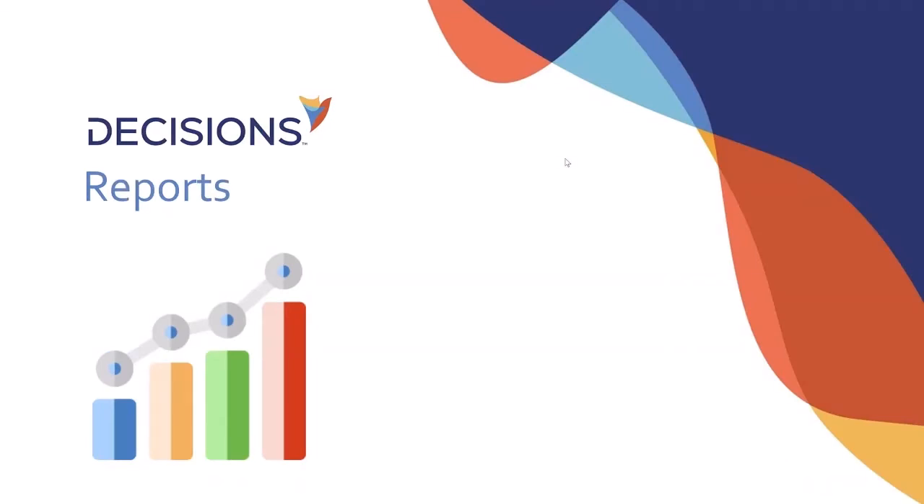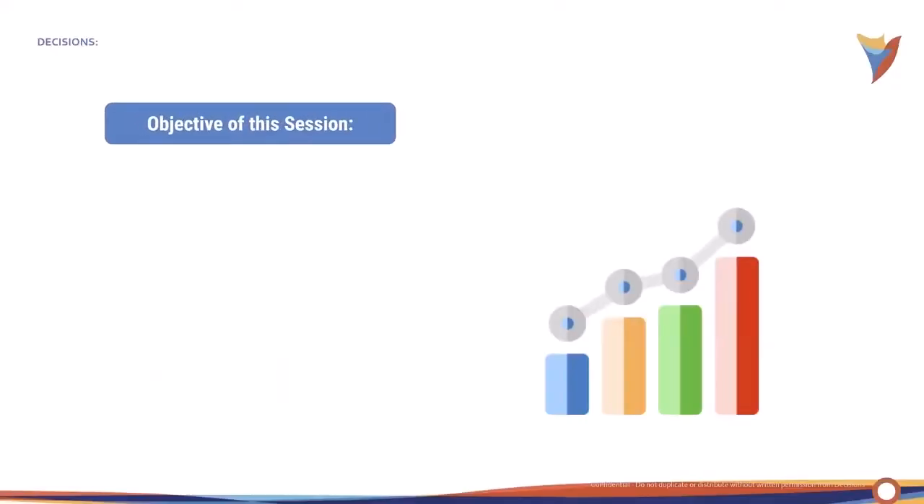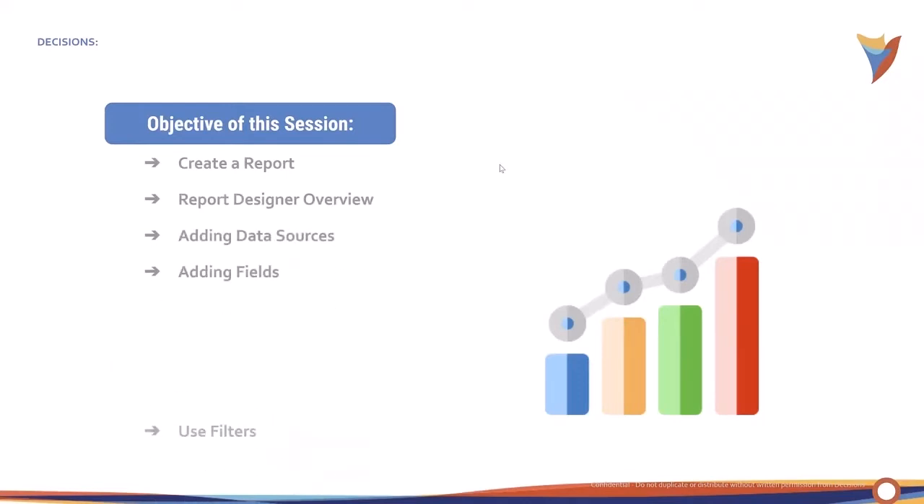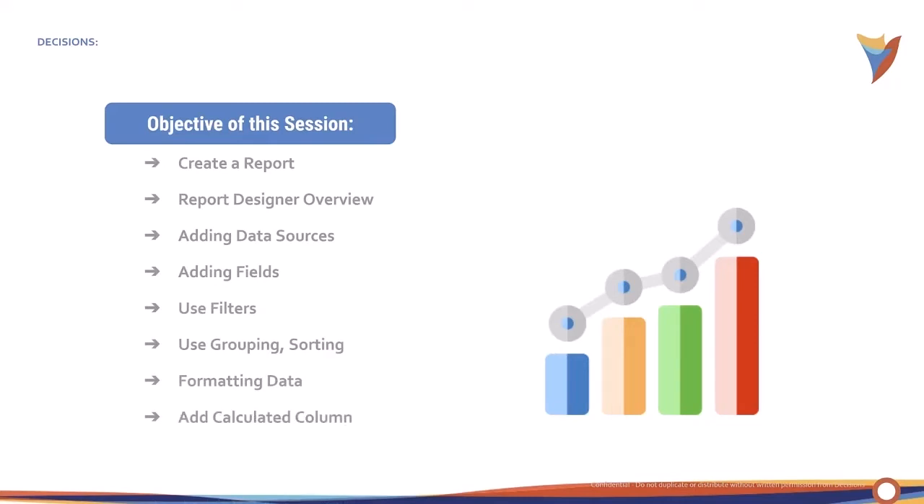In this session, we will learn about reports in Decisions. We'll be covering some topics about reports in order to understand how we can use reports, what they do, and what we can build using reports in Decisions. We will start by looking at creating a report, then we will have an overview of the report designer. We'll add the data in the reports, add some fields, and manipulate the report in order to show what we would want to show on the report.